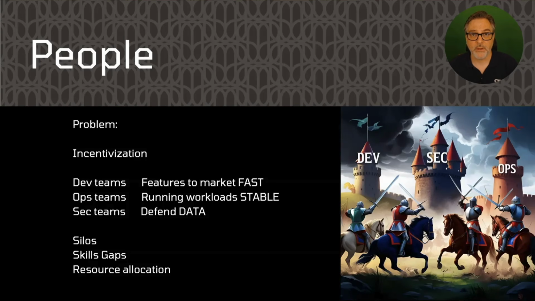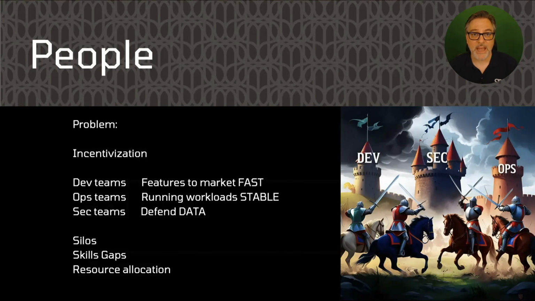Your ops teams are incentivized to make sure that your running workloads are stable and performant and recoverable in the event of failure. And last but not least, the security teams are paid to really defend data, defend the organization against vulnerabilities and malicious actors. So what this incentivization disparity results in is silos. Teams work very separately in traditionally organized groups.